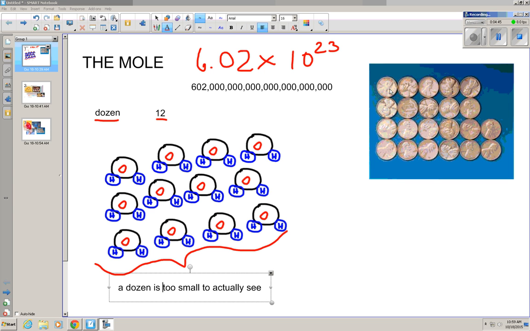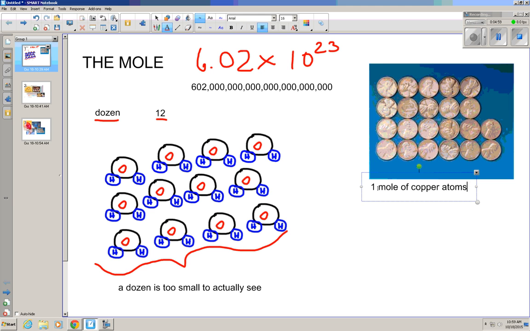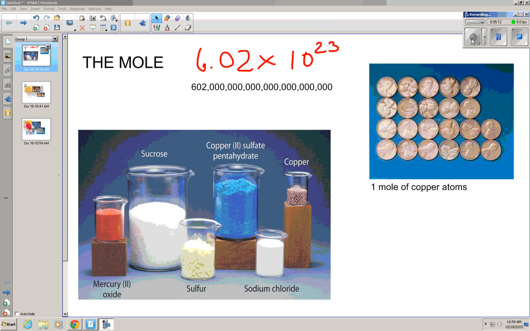We've got basically 5 times 4 plus 2. We've got 22 pennies. 22 pennies is about a mole of copper atoms. Just kind of absorb that for a minute. This represents 1 mole of copper atoms, if we assume our pennies are basically made of copper. Just think about that. That means in this many pennies, there are 602 sextillion copper atoms. That's a lot.